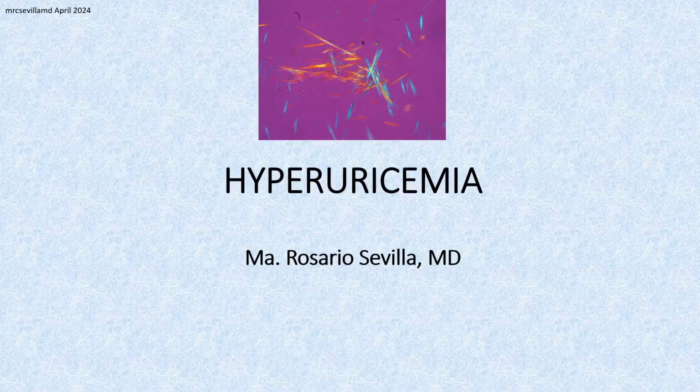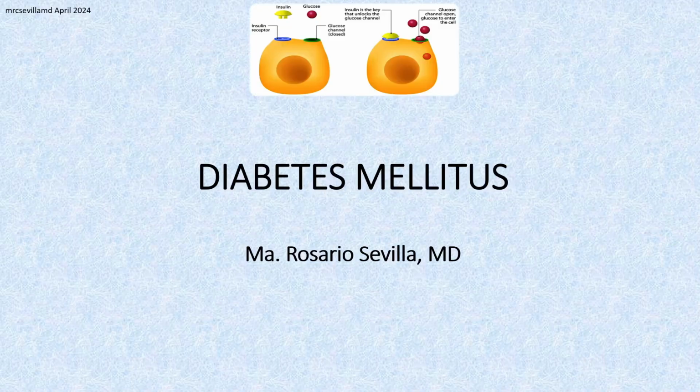Gouty arthritis is usually described as a burning and excruciatingly painful experience that one would not want to wish upon his enemies, so it is always a good idea to keep uric acid levels under control. Now we proceed to our discussion on diabetes mellitus.